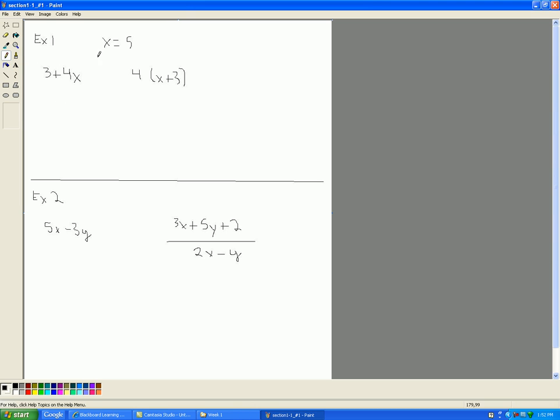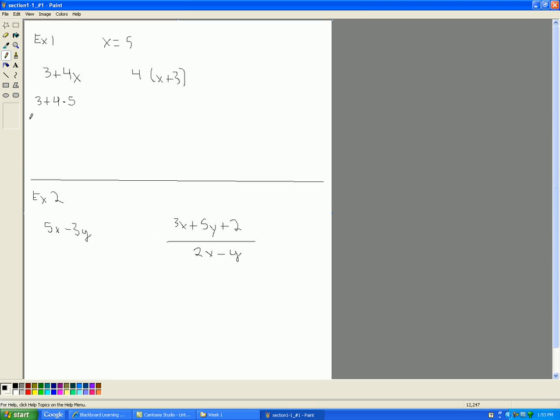So this first one, we see we have an x right here next to the 4. This is a coefficient, so the relationship between 4 and the x here is multiplication. So all we do is say we have 3 plus 4 times x, which they tell us is 5, and we're going to compute that.